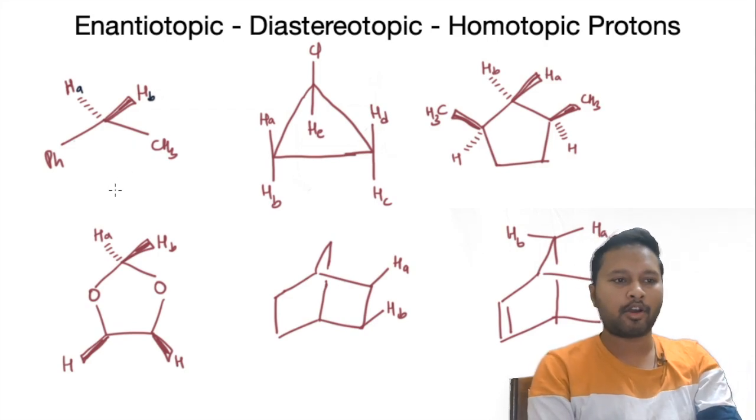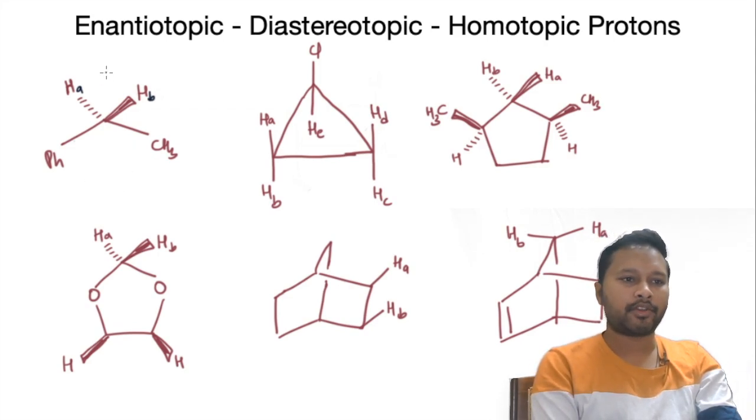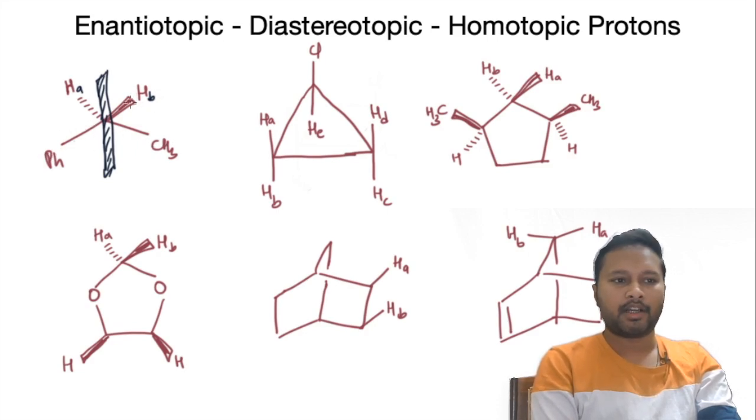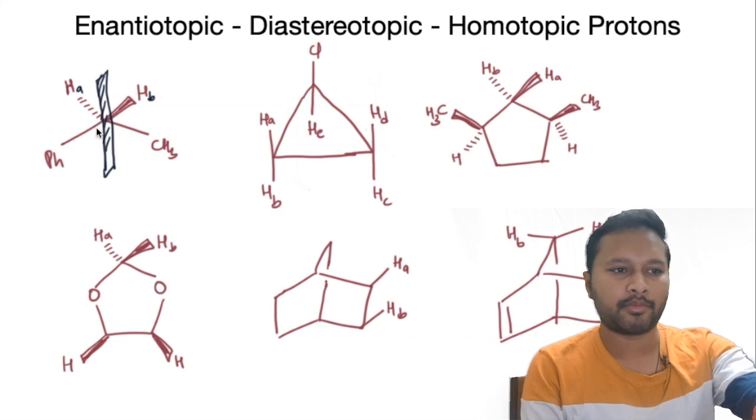So what you can do now, you can actually form a plane of symmetry. If you just apply a plane like this, what is going to happen? This particular plane is also not applicable, right? Because these two groups are different and these two hydrogens are different, so you cannot apply that plane.